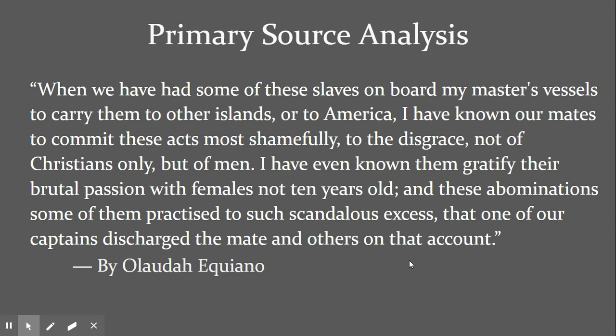So, primary source. A primary source just means that it comes directly from a drawing, a writing, a literature work. It says, "When we have had some of these slaves on board my master's vessels to carry them to other islands or to America, I have known our mates to commit these acts most shamefully, to the disgrace not of Christians only, but of men. I have even known them gratify their brutal passion with females not 10 years old. In these abominations, some of them practiced to such scandalous excess that one of our captains discharged the mate and others on that account." Guys, this is talking about sexual assault.